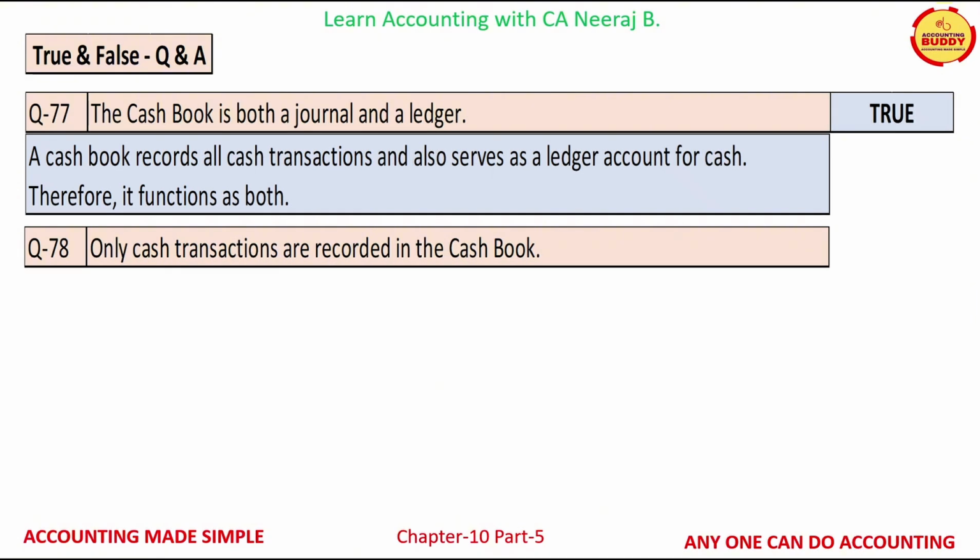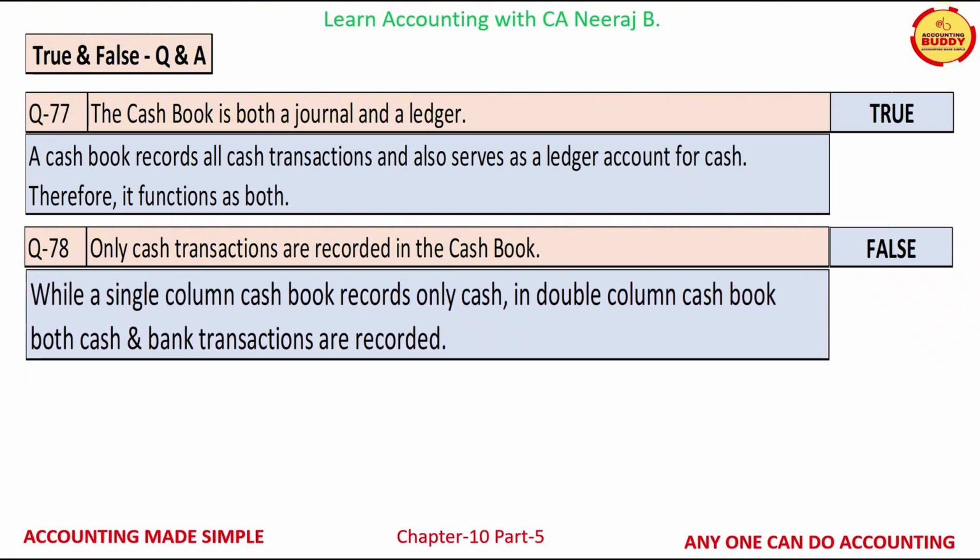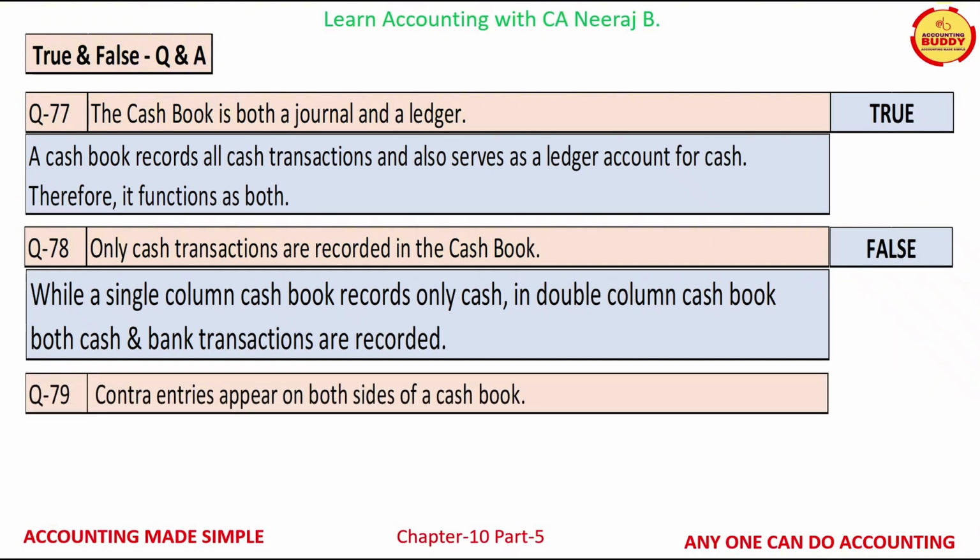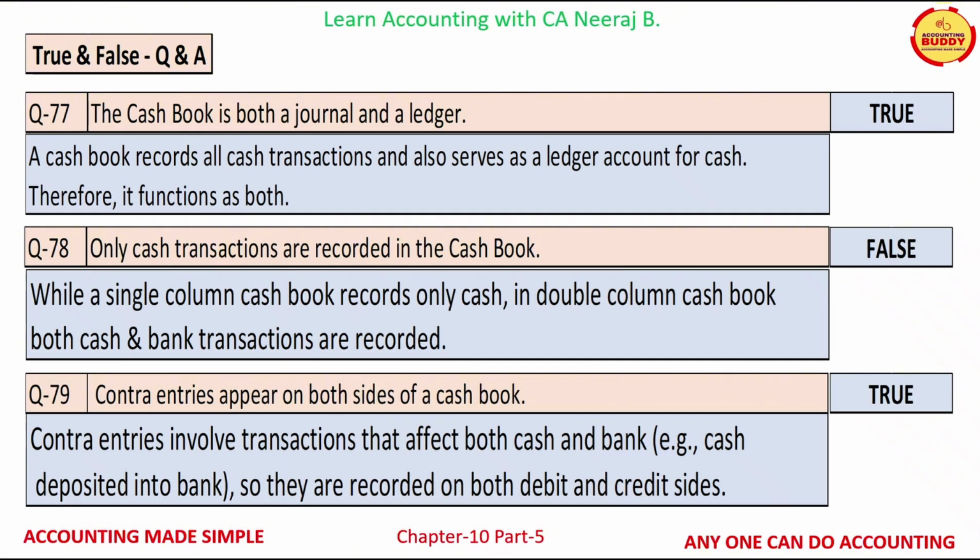Question number 78. Only cash transactions are recorded in the cash book. It is a false statement. While a single column cash book records only cash transactions, in a double column cash book, both cash and bank transactions are recorded. Question number 79. Contra entries appear on both the sides of a cash book. It's a true statement. Contra entries involve transactions that affect both cash and bank. Cash deposited into the bank is one of the examples. So they are recorded on both the debit and credit sides of the cash book.